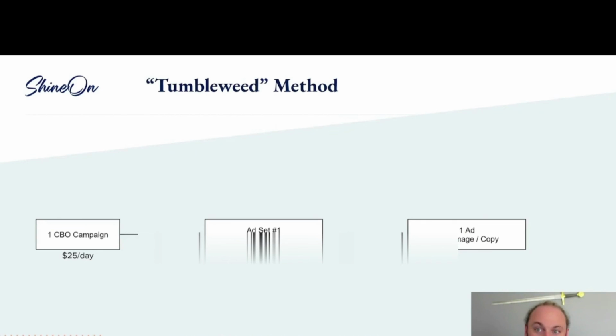What's up, everybody? In this video, I'm going to talk about the tumbleweed method. So this is another testing method that I sometimes like to experiment with. This one uses campaign budget optimization, and it's got a $25 a day budget.